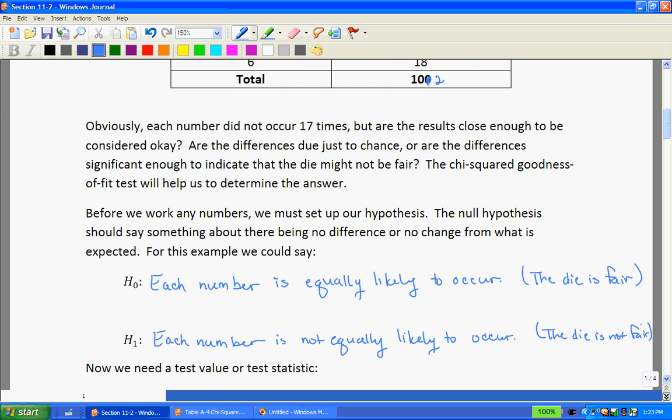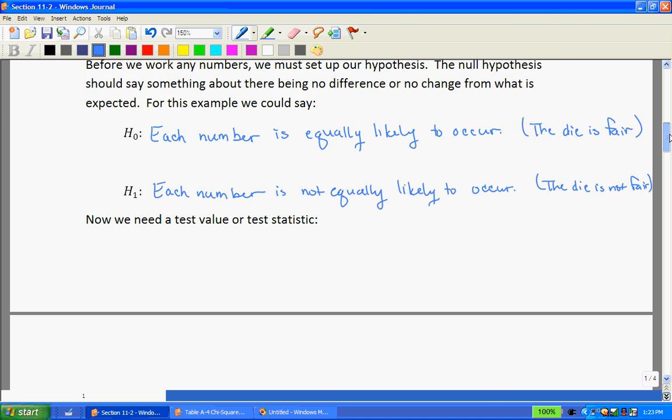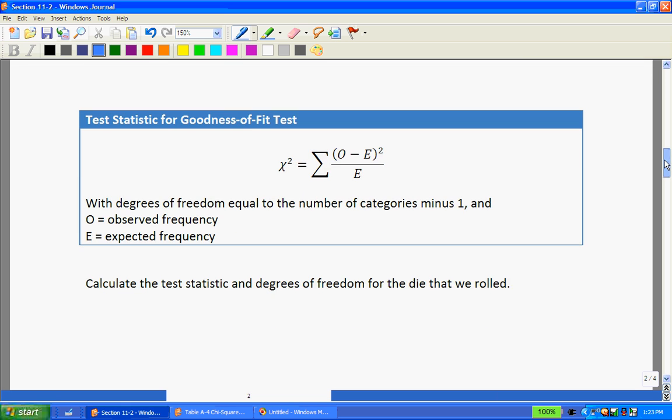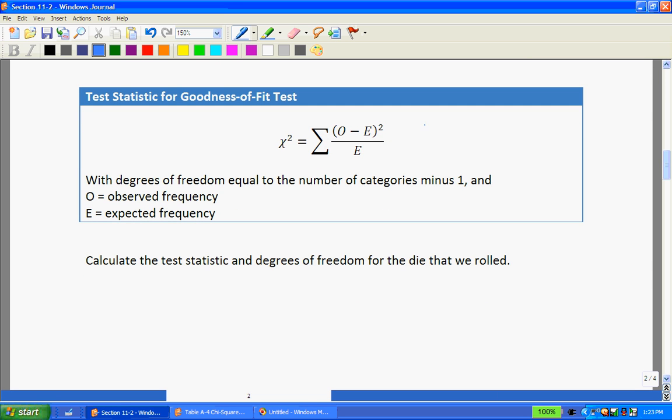Okay, now we have our hypothesis set up. Now we need a test value or a test statistic, and that's where chi-squared comes in. So chi-squared looks like an X. It's a Greek letter chi, and the formula for chi-squared is this summation here, O minus E quantity squared divided by E. So O is the observed frequency. So that's the numbers you got from actually conducting an experiment. E are the expected values, what you expect to happen based on how things usually go. So for us, we usually expect each number on the die to come up roughly the same amount of times. So we're going to take the difference between those two, square it, and then divide by the expected value again.